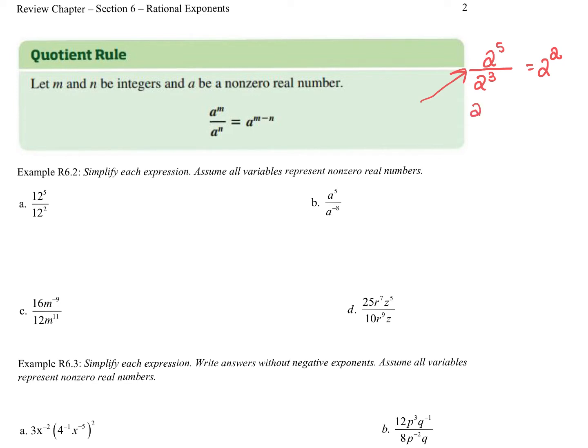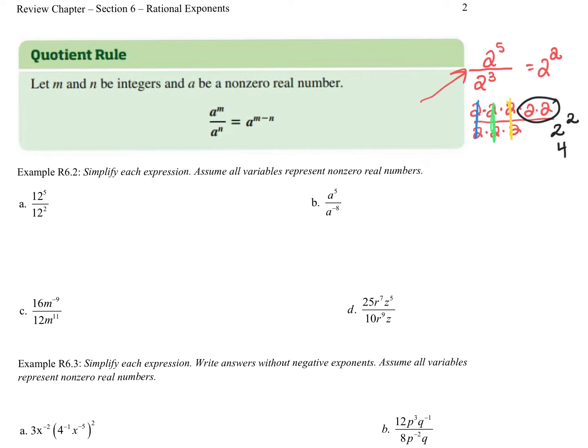So on top I have 5 2's, 2 times 2 times 2 times 2 times 2, over on the bottom, 2, 2, and 2, 3 times. These cancel out, these cancel out, these cancel out. You are left with right here this, which is the same thing as 2 squared, or 4.